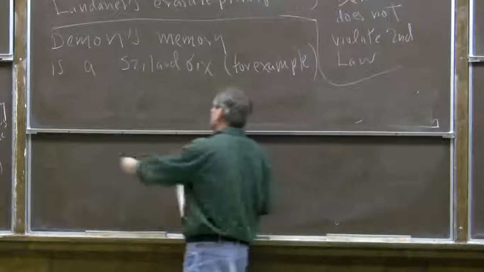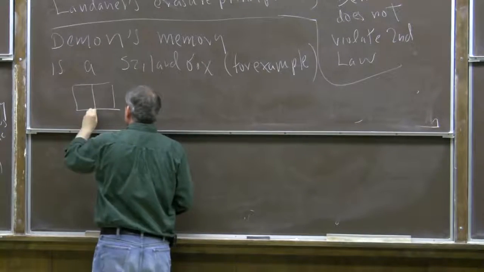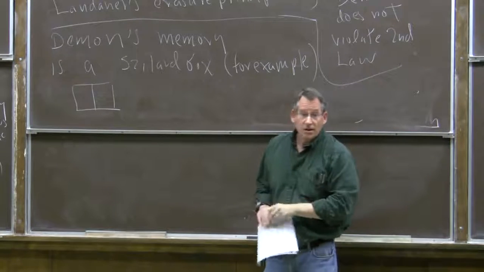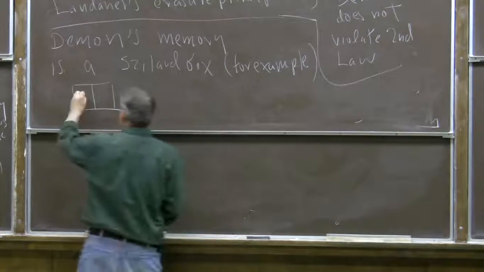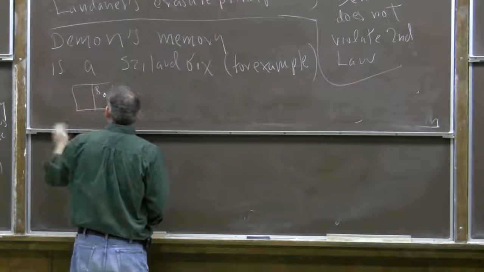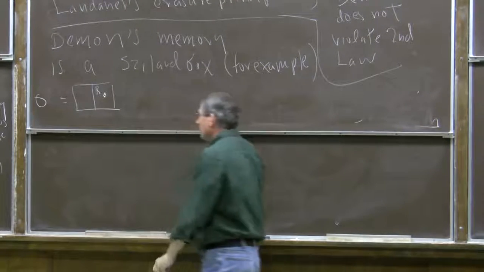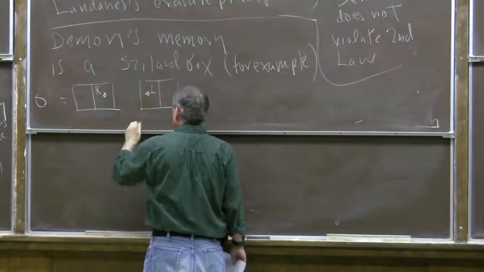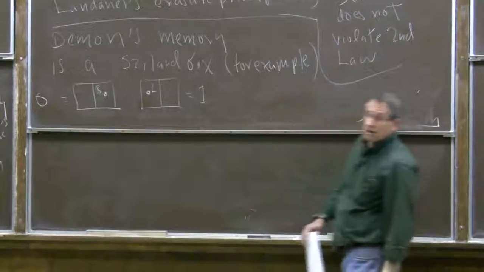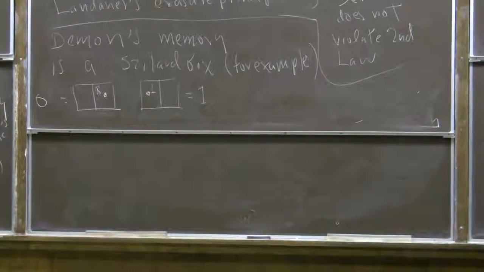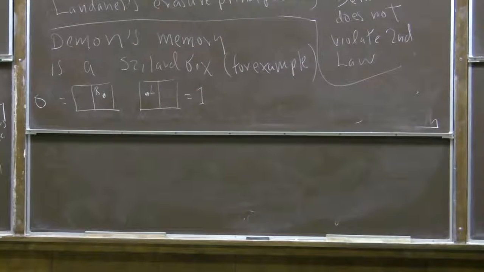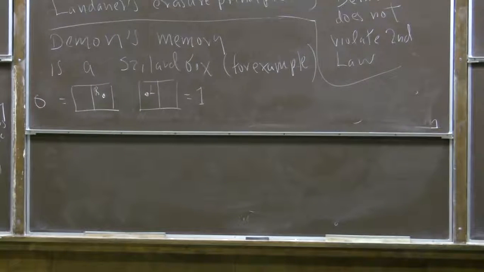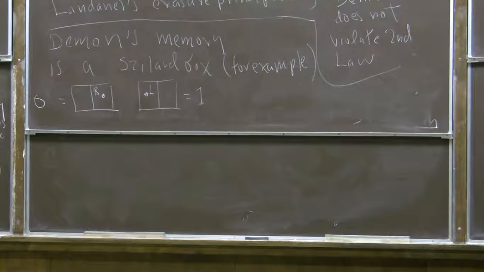When the demon wants to record a bit, he puts a molecule in the box. The box is divided into two parts. He either puts a molecule on the right side, and he calls that storing a zero, or he puts the molecule on the left side, and he calls that a one. And if he's doing this in a large cycle many times, each time he stores another molecule in a box to keep track of the information, which he's got to have on hand when he loads the partition: was it on the left side or the right side?